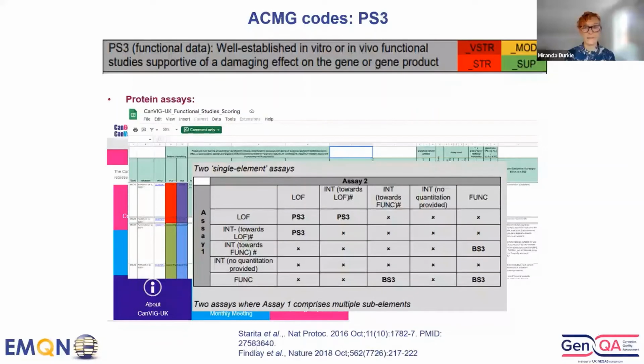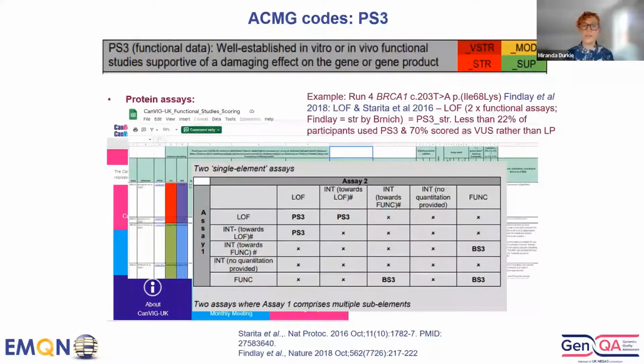A good example of this is back in run 4, we had this p.Ile68Lys in BRCA1, and that was found to be loss of function on both the Findlay et al. assay and the Starita et al. assay. So we know that we can use PS3 at strong, but at that time, less than 22% of participants used PS3, and 70% of participants scored this variant as a VUS rather than likely pathogenic, which obviously has significant implications for that variant. So this run was before the Greenwich guidelines came out, so hopefully this is now improving as people are aware of them.